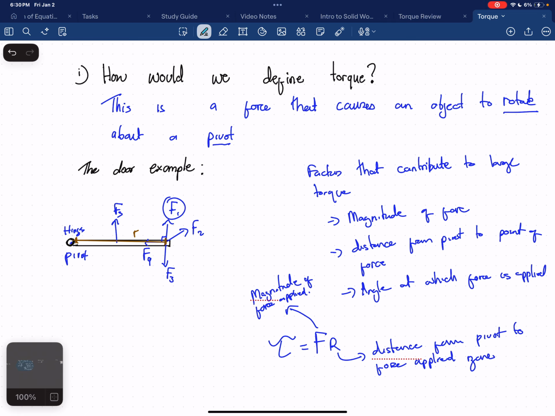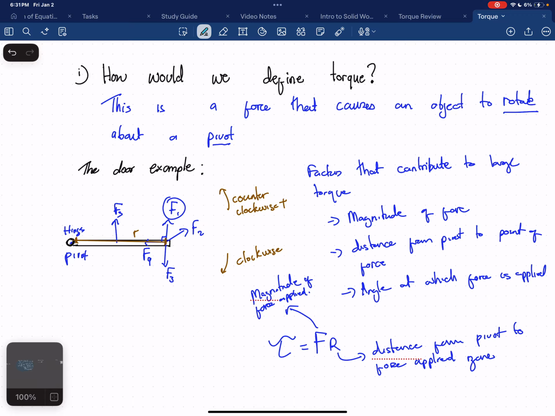F3 is perpendicular, and in fact, they're both equal in magnitude, that they both rotate the door in equal strength. But when you rotate it using F1, it goes in the counterclockwise direction. So remember, counterclockwise is positive, and then F3 takes it clockwise, so it's going to be negative. F2 will have a perpendicular component as well, but that depends on how large F2 is for it to be more effective than F1.